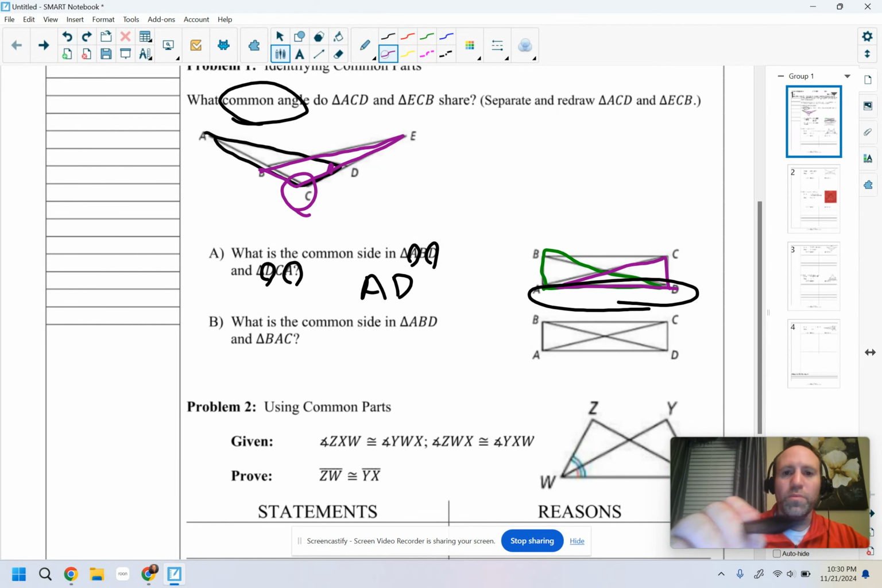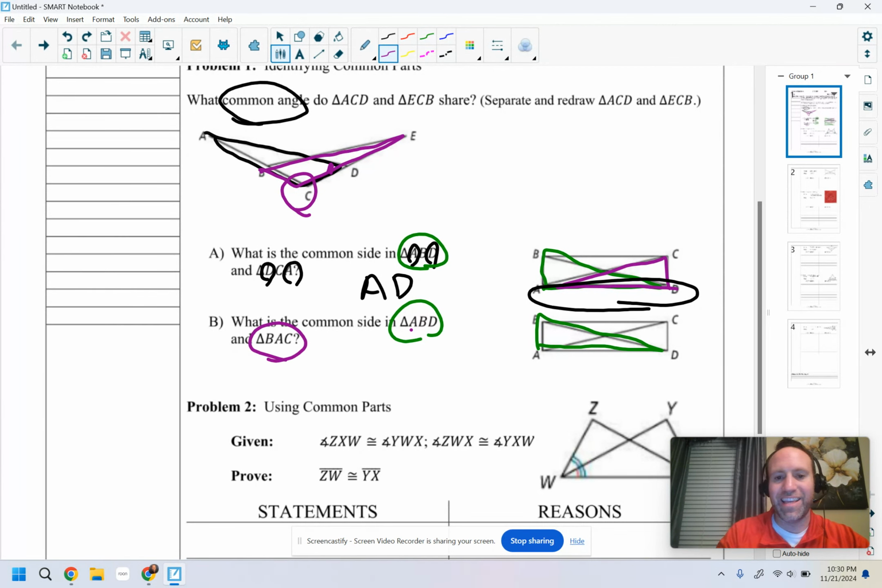Okay, the next one, you might be tempted to just draw the same triangles, but if you actually look at it, the first triangle is the same triangle as the previous one. But then the second triangle they ask about is BAC, which is different than DCA. So that's where I was saying, you really want to take a moment to make sure you're highlighting the correct triangles. So in this case, the common side is AB.